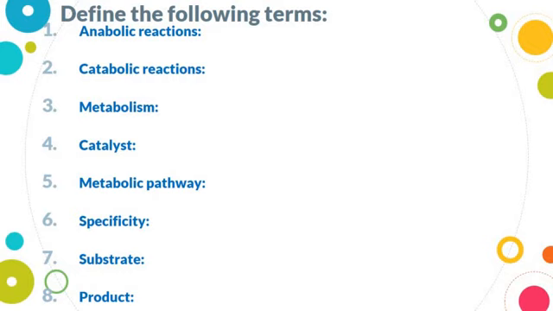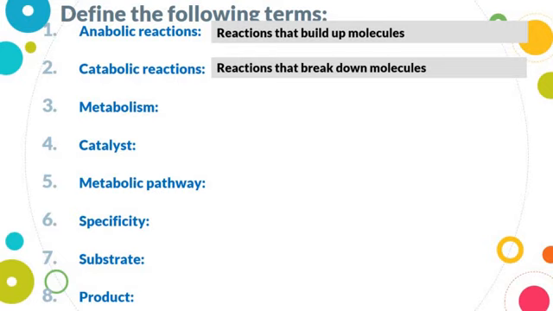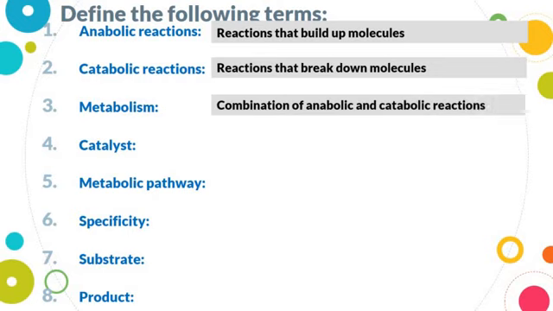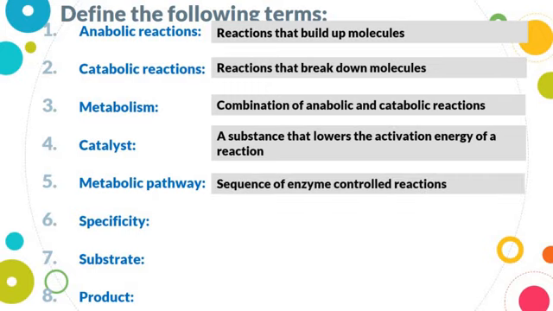So the first definition that we'll look at is anabolic reactions. These are reactions that build molecules. They're making reactions. They're the opposite of a catabolic reaction, which is a reaction that breaks down bonds between molecules and splits them apart. The metabolism contains both the anabolic and catabolic reactions. A catalyst is a substance that lowers the activation energy of a reaction, and we'll talk about this in a bit more detail soon. The metabolic pathway is the sequence of enzyme-controlled reactions.